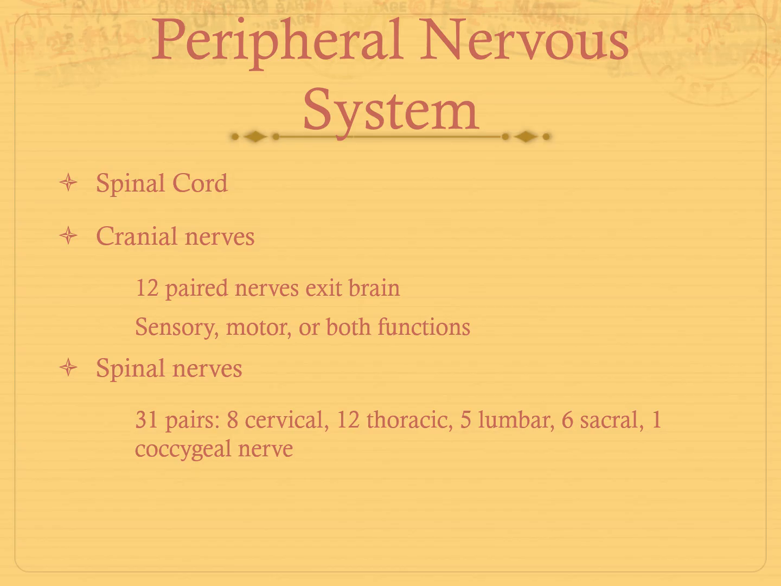So the peripheral nervous system allows the brain to receive sensory information from the environment and send motor commands to muscles and organs. So we have the spinal cord, which is a major communication pathway between the brain and the body, and it begins at the base of the brainstem and it extends through the vertebral column to approximately the level of the first or second lumbar vertebra.